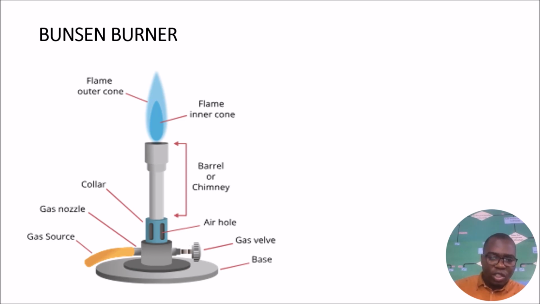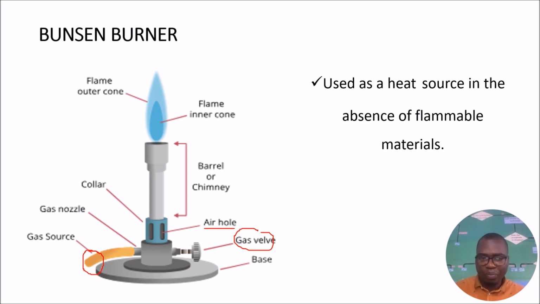This one is a source of heat, so it is connected. It's got a gas source here which is connected to a gas tank, and then it has got a gas valve here, the one which is used to regulate how much gas should be coming through. And then we have the air hole here, which also can be used to regulate how big the flame is being produced.